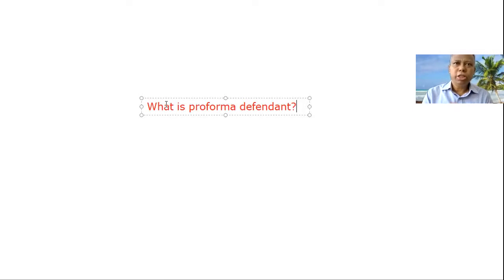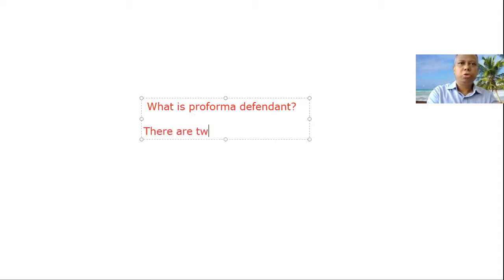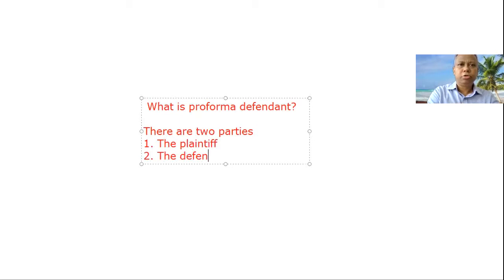Now we see there are always two parties. One is the plaintiff and another is the defendant. But beyond these two parties in a civil suit, we have heard of another type of defendant that is called a proforma defendant.